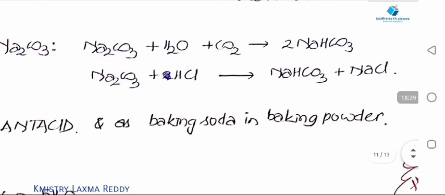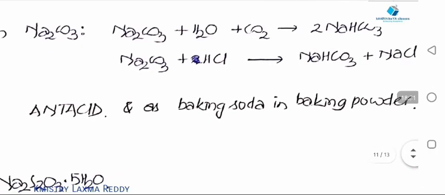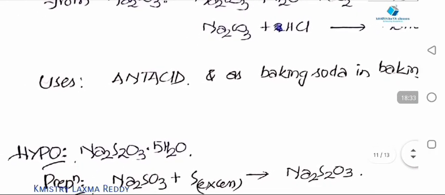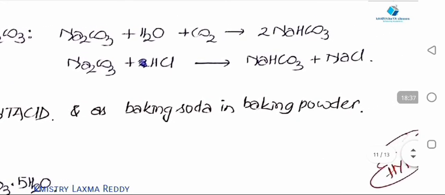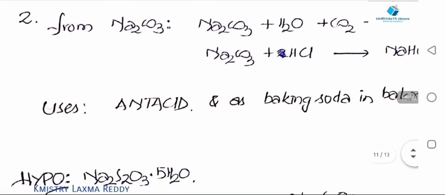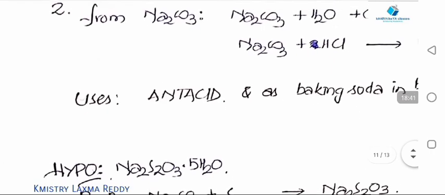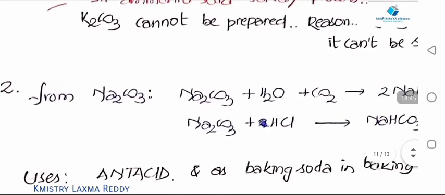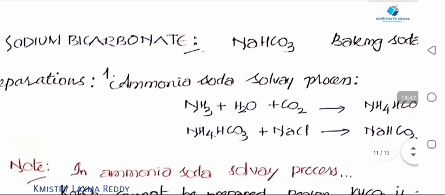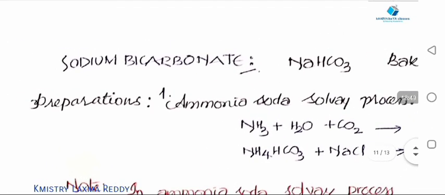Na2CO3 plus H2O plus CO2 gives NaHCO3, as we were discussing just now. Uses: it is used as an antacid and as baking soda and baking powder. Here I didn't mention it, but I will tell you one thing about hypo, microcosmic salt and potassium. We will discuss it in another video. I'll just give you one line about sodium carbonate and sodium bicarbonate.